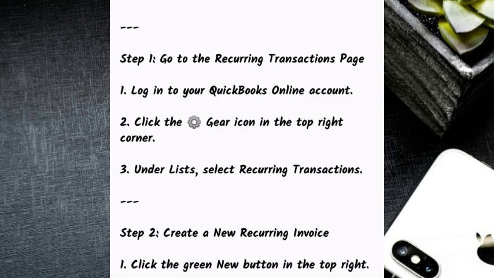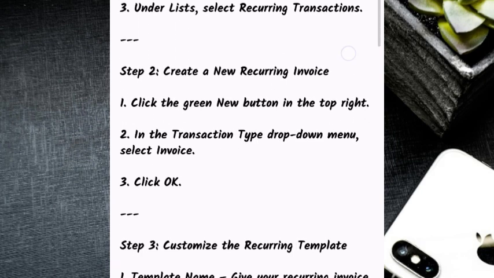Step 2 is to create a new recurring invoice. Just click the green new button in the top right, and then in the transaction type drop down menu, you're going to select invoice. Once that's done, click OK.